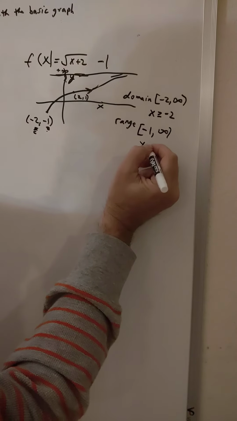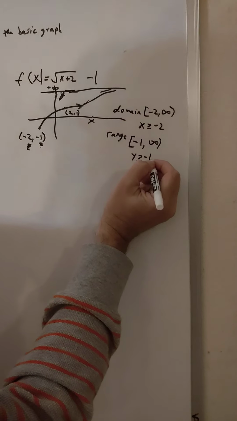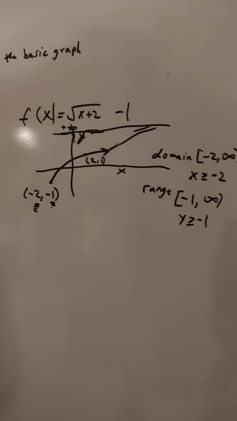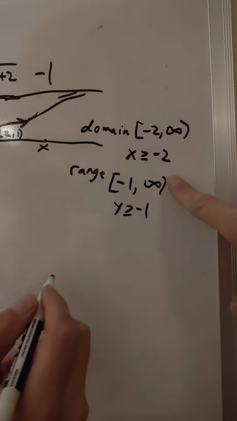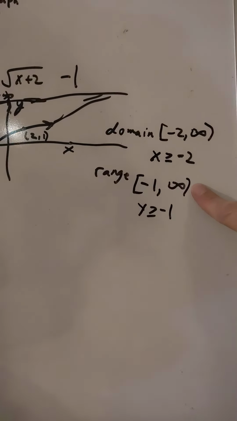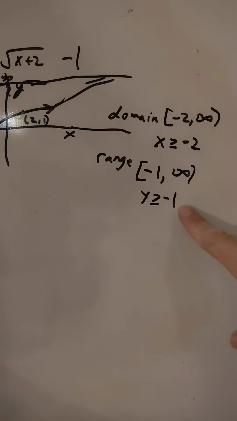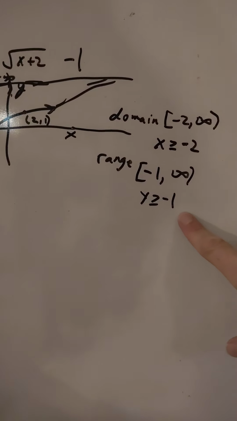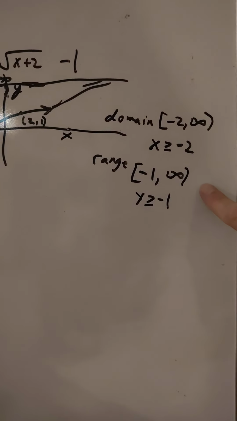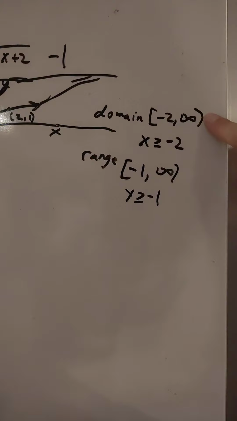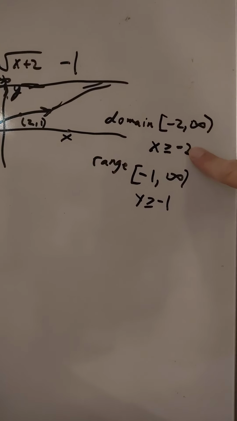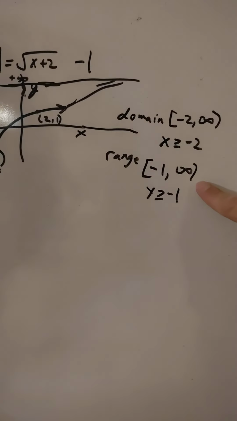Or you can write it like this: y is greater than or equal to -1. And that looks good. This is called interval notation, with the parentheses and brackets. This is just called inequality form. And most of the time they want interval notation. So this is preferred to that.